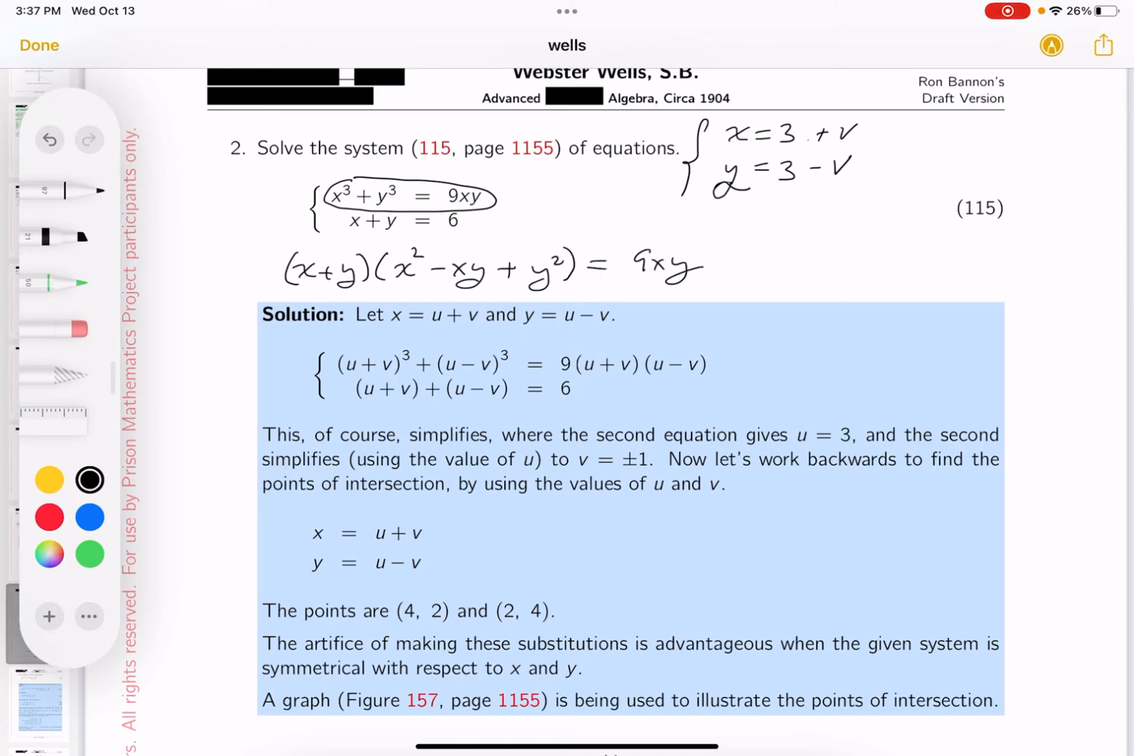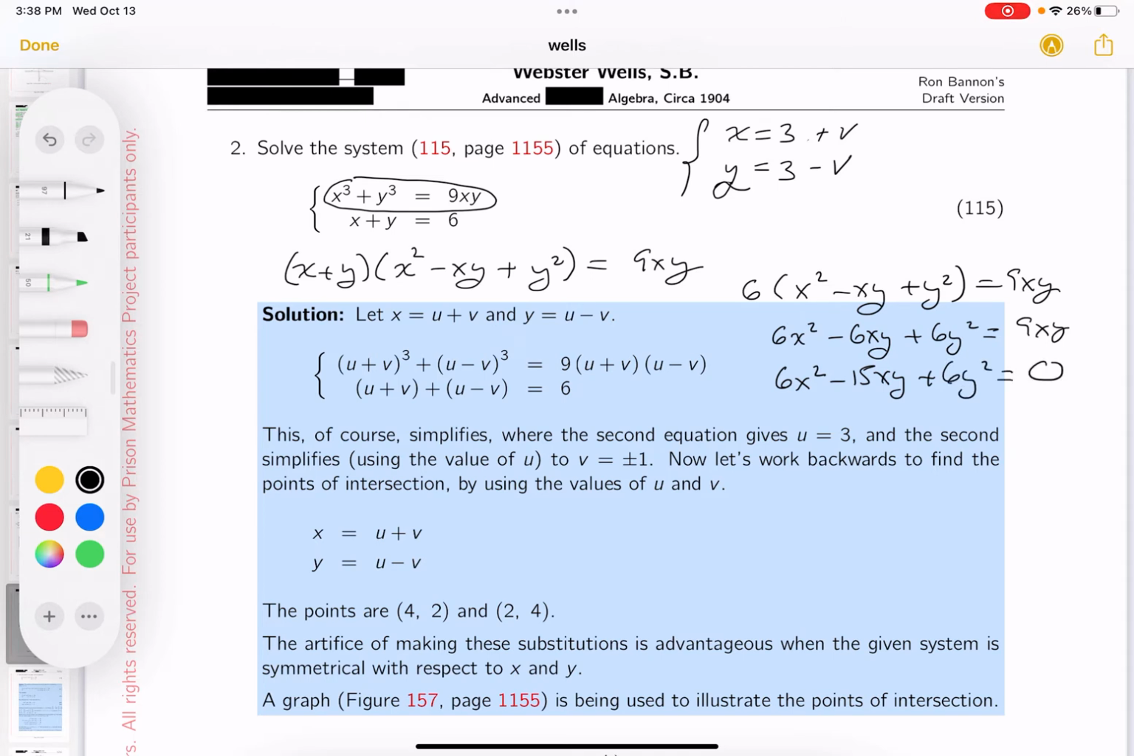Well, what do I know about this over here? I know x plus y is 6. So I'm going to write that down for you. 6 times x squared minus xy plus y squared is equal to 9xy. All right, I'm going to multiply this out. You get 6x squared minus 6xy plus 6y squared is 9xy. What do you get? 6x squared minus 15xy plus 6y squared equals 0.